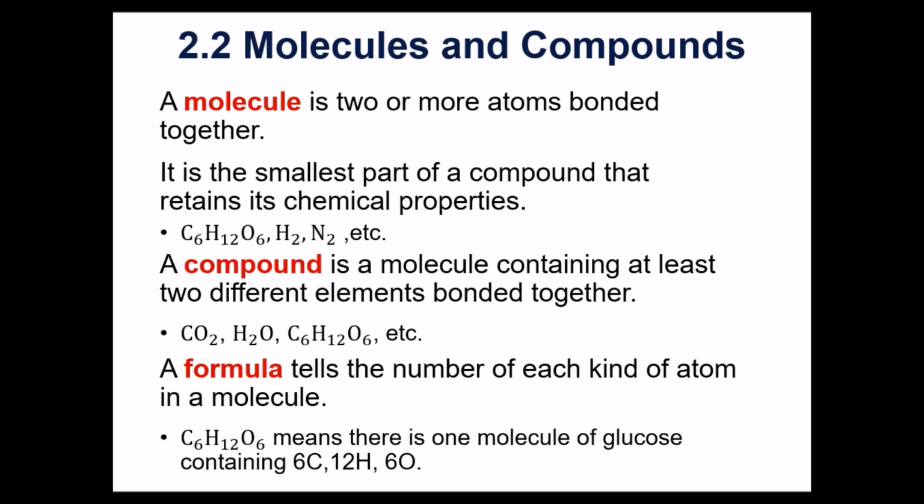So how does this distinguish from a compound? Well, a compound is a molecule. So a compound is a type of molecule containing at least 2 different elements bonded together. You got to have at least 2 different elements. So if you look at these examples, I have 2 different elements. I've got carbon and oxygen. For water, I've got hydrogen and oxygen. For glucose, I've got carbon, hydrogen, and oxygen. So I've got at least two different elements put together that makes this a compound.